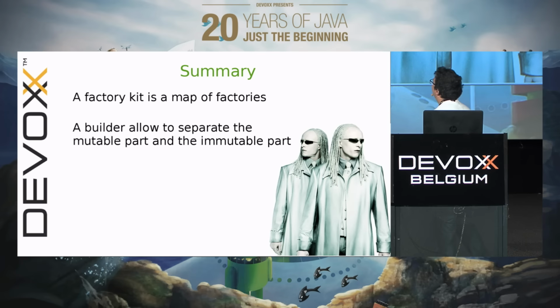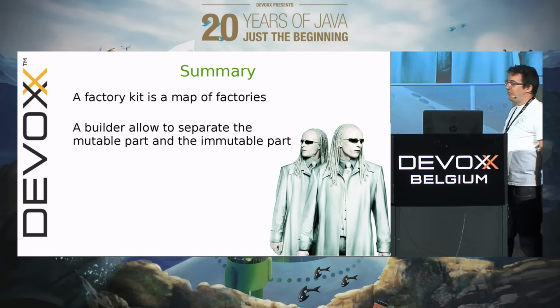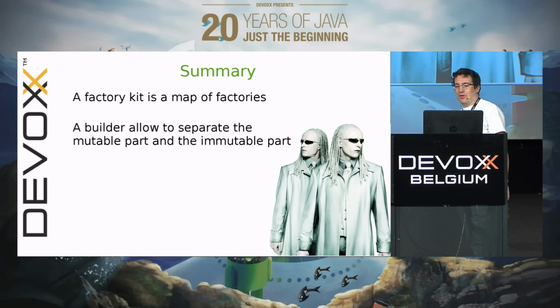Okay, so a factory kit is just a map of factories. A builder allows to separate the mutable part and the immutable part of the factory kit. You will use the builder to register things. And it will create the factory, which is afterwards immutable. Okay?